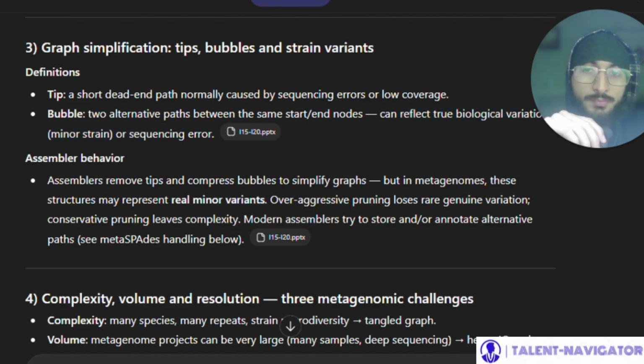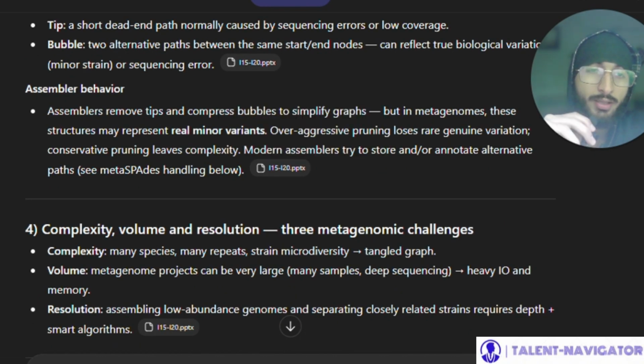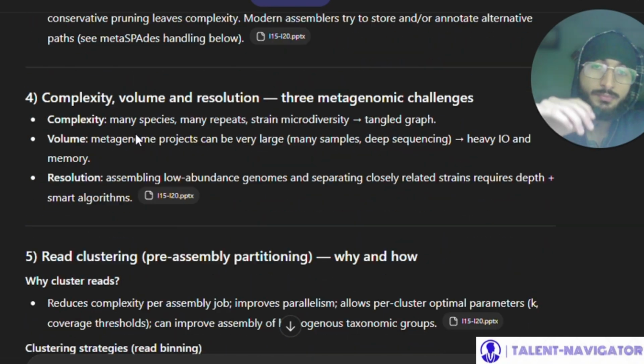Now, assembler behavior. Assemblers remove the tips and compress bubbles to simplify graphs. But in metagenomes, these structures may represent real minor variants, right? Basically, over-aggressive pruning loses rare genuine variation. Conservative pruning leaves complexity, right? So modern assemblers try to store and annotate alternative paths.